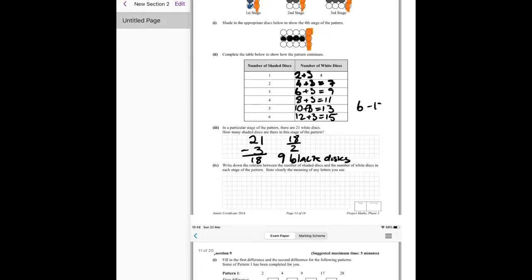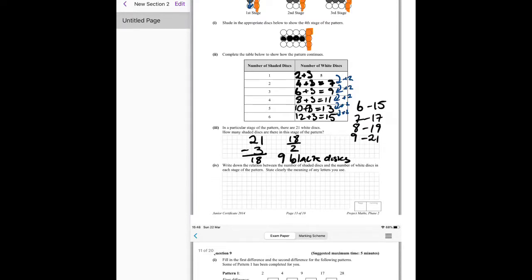We could also figure it out by saying, well, if there's 6 and 15 in the 6th pattern, then there will be 7 and 17, 8 and 19, 9 and 21. So it's the 9th pattern, for 9 black discs. Now, the next thing that's really important to spot when we look at this question is that between 5 and 7 there's an increase of 2, 7 and 9 there's an increase of 2, 9 and 11 there's an increase of 2. So every time it increases by 2 for this pattern.